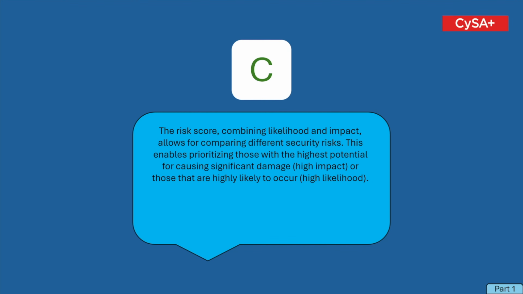The risk score combining likelihood and impact allows for comparing different security risks. This enables prioritizing those with the highest potential for causing significant damage, which is high impact, or those that are likely to occur, high likelihood.